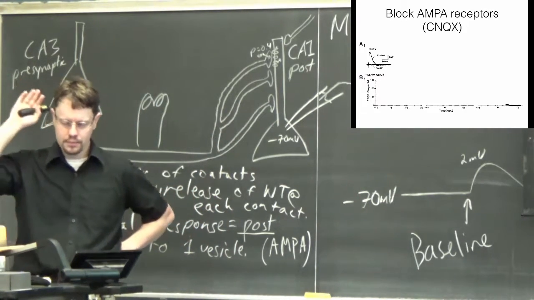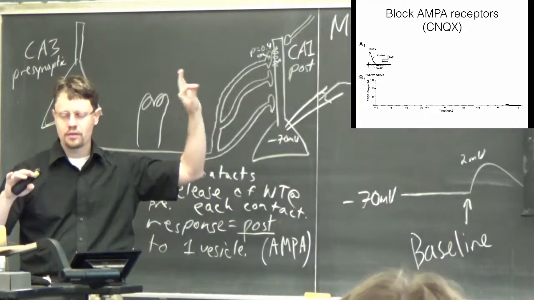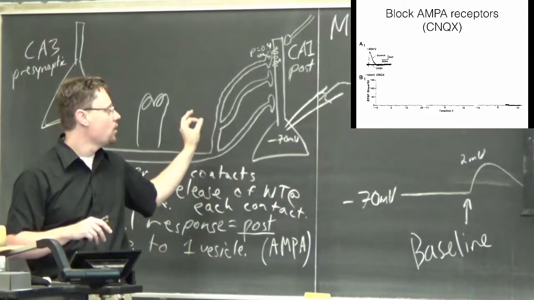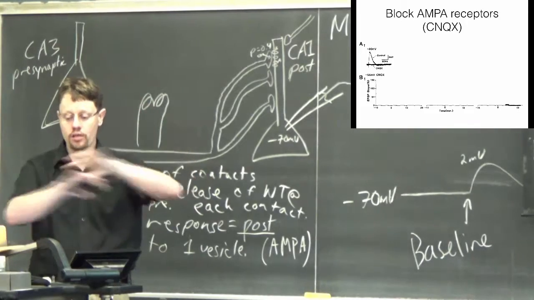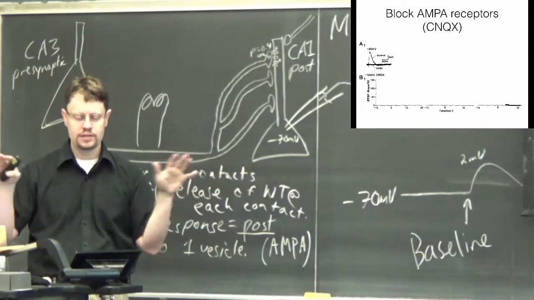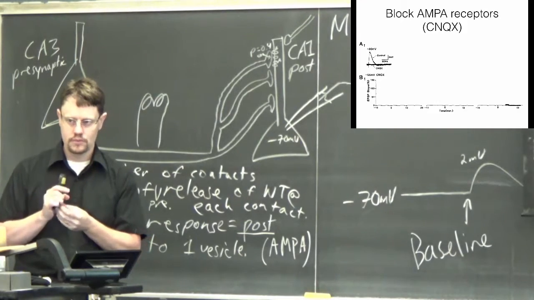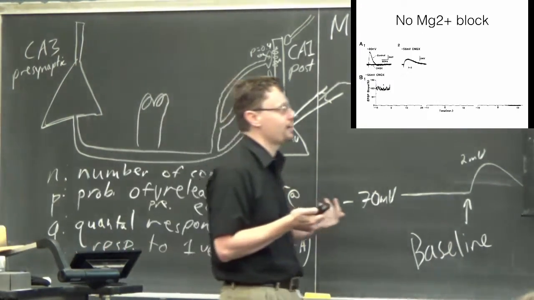Okay, so before I go further into the logic, I want to pause there and see what questions you have about this arrangement, where we're still stimulating the axon, but we've put on a drug that makes it so that all of our AMPA receptors have stopped working. And so we see nothing, right? Okay, so that sounds sort of boring. Why are you doing this?